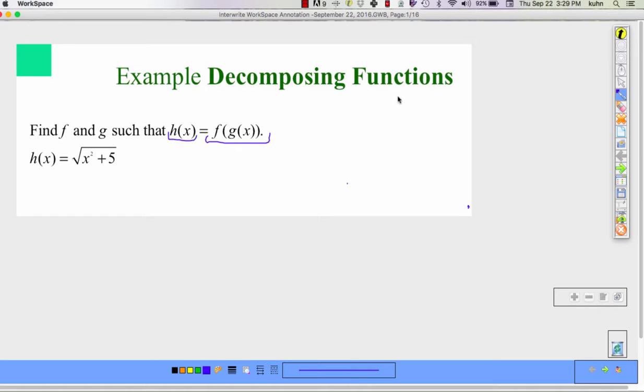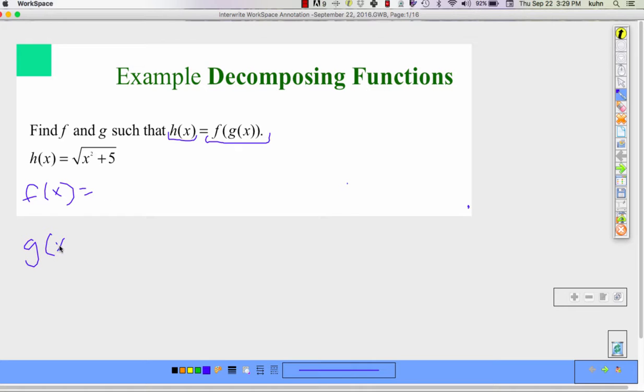So what we're going to do, if you remember correctly, if we had two functions, this means we're going to put the g function into the f function. So what they want us to do is create a g function and an f function that at the end of the day gives us the square root of x squared plus 5. There's more than one way to do this.